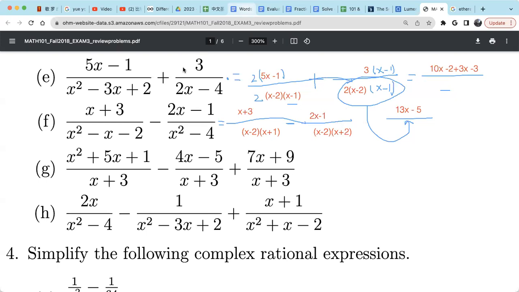Now we need to form our common denominator. x minus 2 is a common factor. This one has x plus 1, this one has x plus 2. So we need to multiply the first one by x plus 2 over x plus 2. And the second one, we're missing x plus 1 in the denominator. So we need to multiply x plus 1 in the numerator and in the denominator.